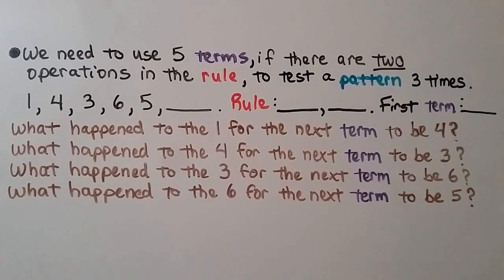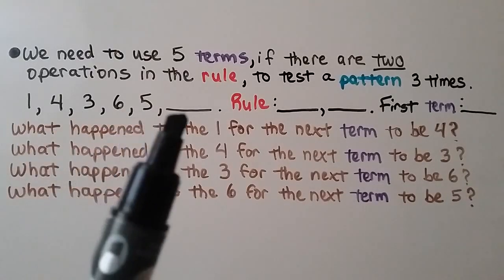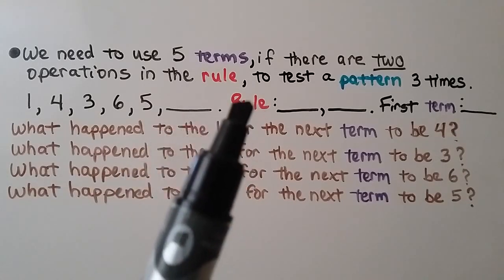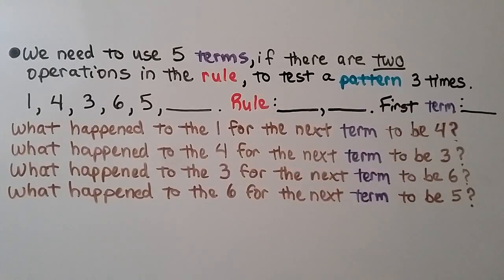We need to use 5 terms if there are 2 operations in the rule to test a pattern 3 times. Here we have the numbers 1, 4, 3, 6, 5. We need to find the missing number. We also need to figure out the rule, and this is going to be 2 operations. We also need to find the first term. Well, that's easy. We can see the first term is a 1, so we know that. So we ask ourselves, what happened to the 1 for the next term to be a 4? Well, it went up, so that's probably addition. 1 plus 3 is a 4. That was a plus 3.